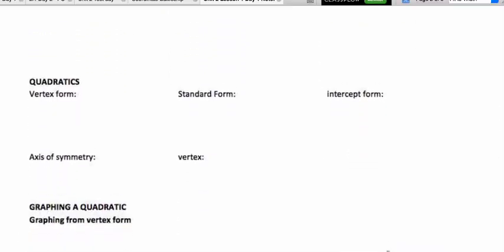Okay, so now we're going to get into quadratics. So let's look at the different forms here. And we have vertex form. This is when, and I'm just going to put an f of x equals plus or minus a times (x minus h) squared plus k. And the plus or minus is the open up or down.